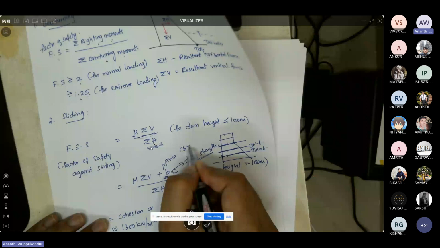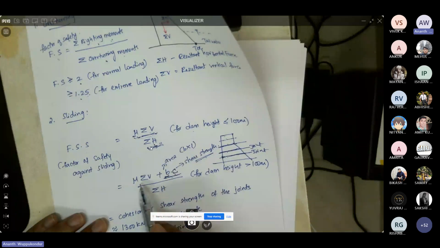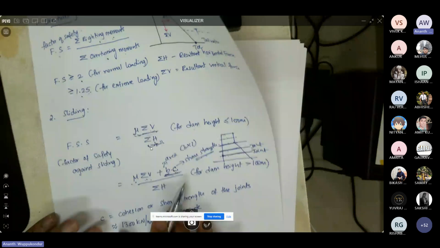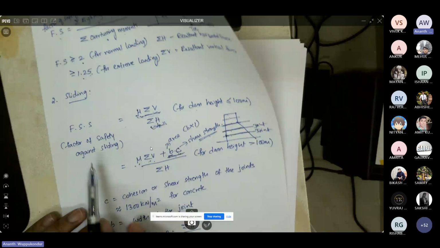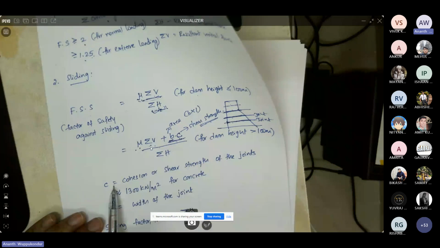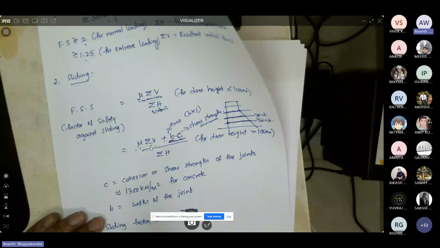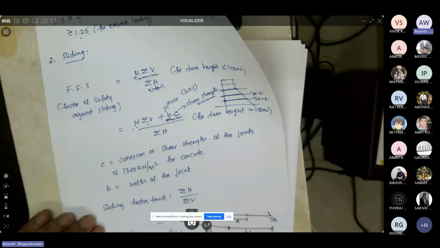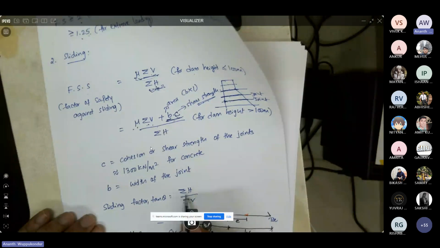So you have the usual vertical forces multiplied by the frictional coefficient. And in addition to this, you have another force, which is because of the shear strength of the joint. Now this factor of safety against sliding should be more than 2 for normal conditions. And the cohesion or the shear strength of the joints is usually considered as 1300 kilonewtons per meter square if you are using concrete. Also, there is a sliding factor, which is tan theta, which is simply the ratio of horizontal forces to the vertical forces.